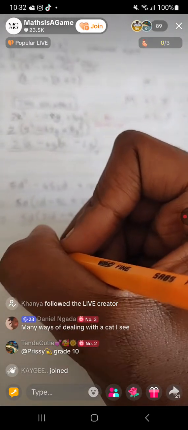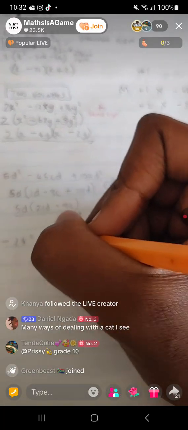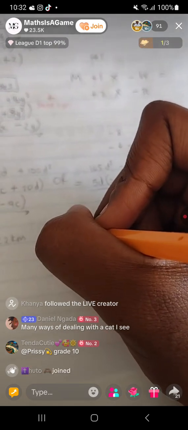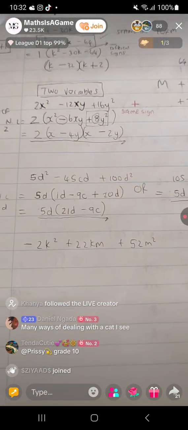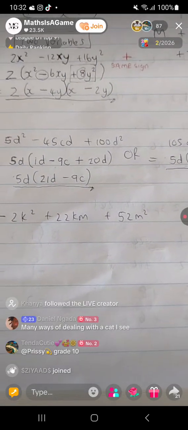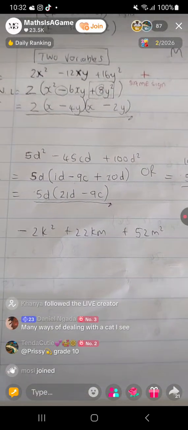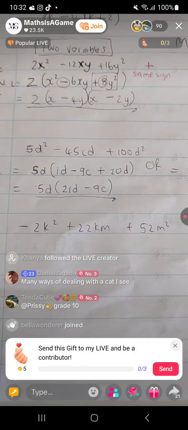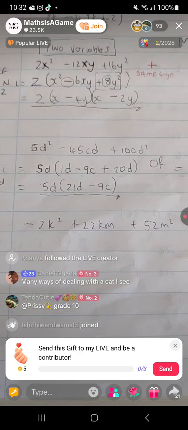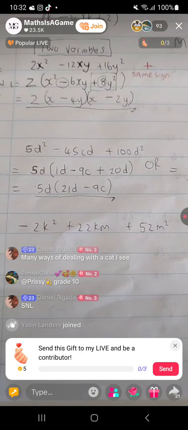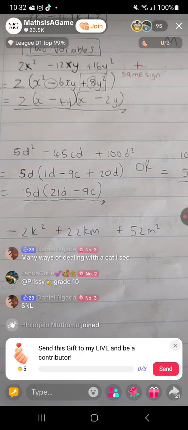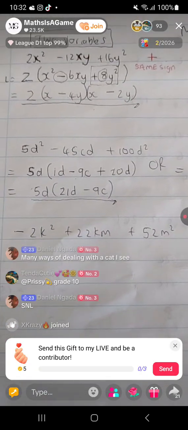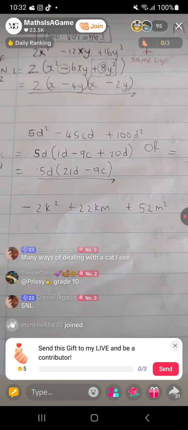Okay, I just want to do one last problem, before I disappear. Negative 2k squared plus 22km plus 52m squared. Negative 2k squared plus 22km plus 52m squared.